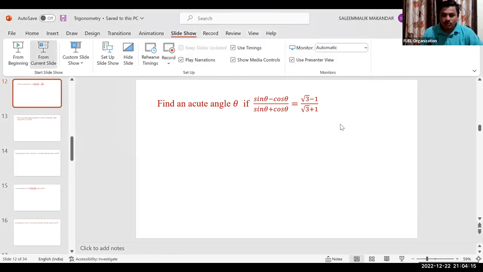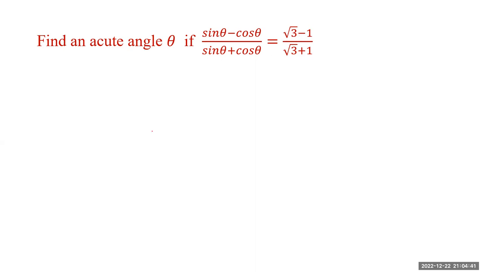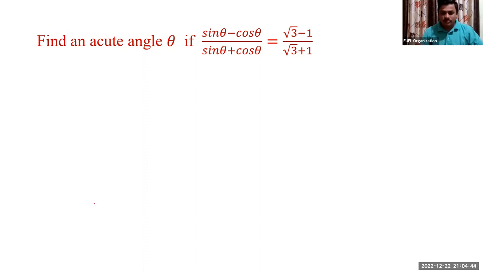So just a small revision before the class. This question we have discussed: find the acute angle theta if sine theta minus cos theta divided by sine theta plus cos theta is equal to root 3 minus 1 divided by root 3 plus 1. How to solve this one? How to find angle theta here? Sir, cross multiplication. Very good. Solve it, children, by cross multiplication and find the angle theta. Quick.